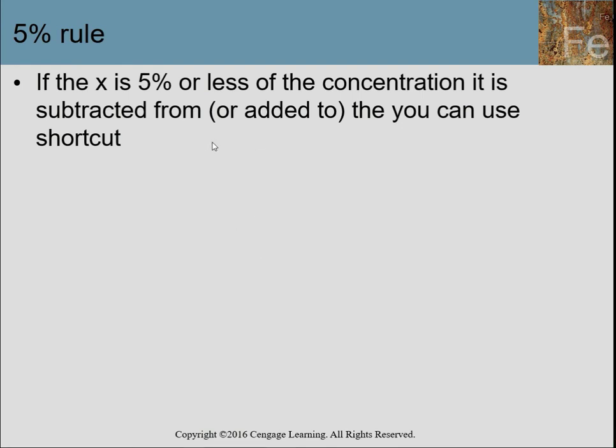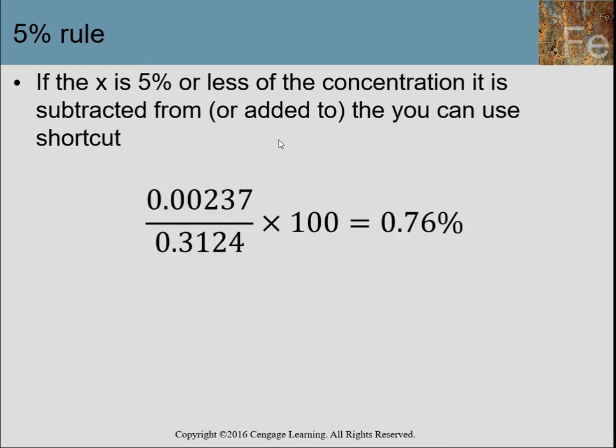So let's check to see whether we were allowed to use that 5% rule. So let's go do the math. 0.00237 divided by 0.3124 times 100, I got 0.7%. Absolutely, I can use the 5% rule. I don't have to go back and use the quadratic formula. I showed you what the numbers were to make sure, but you do not have to use the quadratic formula. So we're good to go.